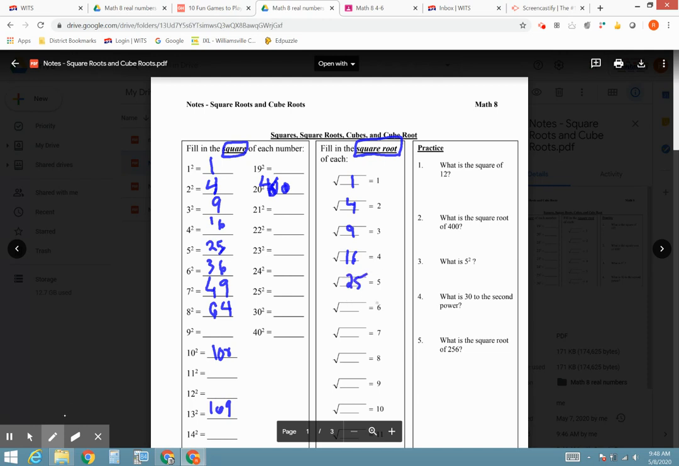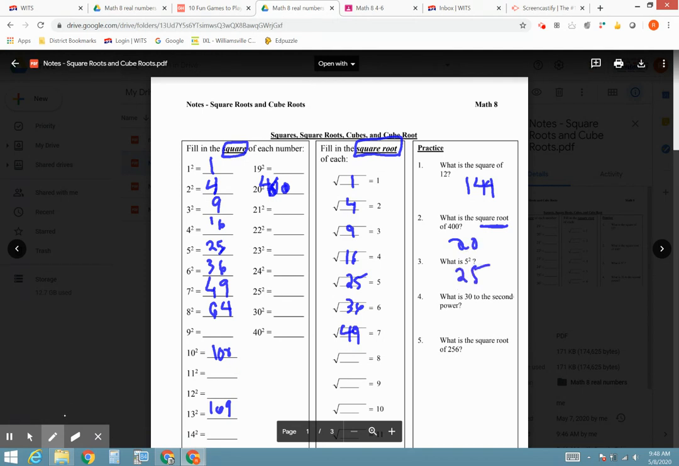The square root of what is 6? Hopefully you said 36. Okay, the square root of what is 7? Hopefully you said 49, because 7 times 7 is 49. Okay, so what is the square of 12? 144, or 12 times 12. What is the square root of 400, or what times itself gives you 400? That's 20. 5 squared is 25.